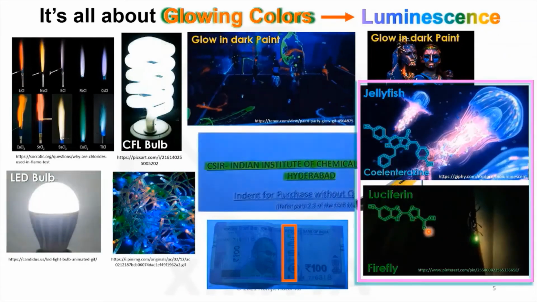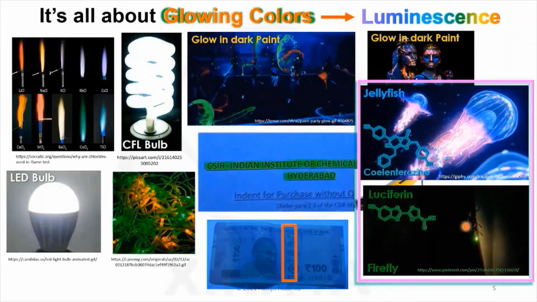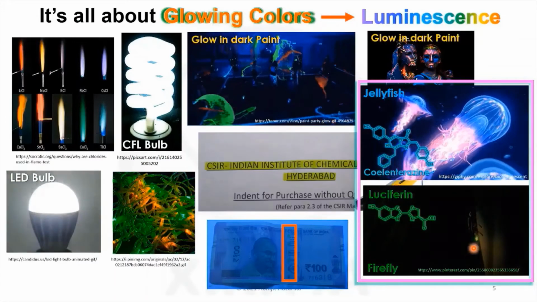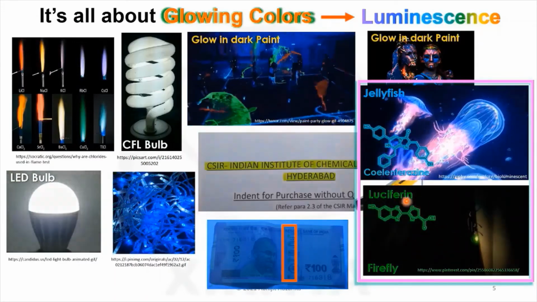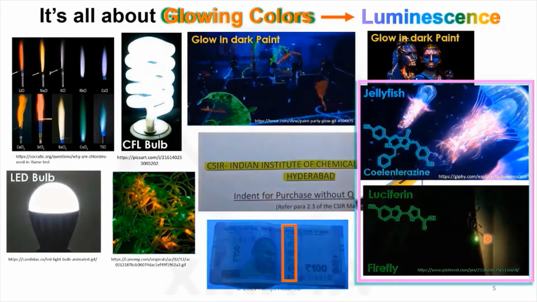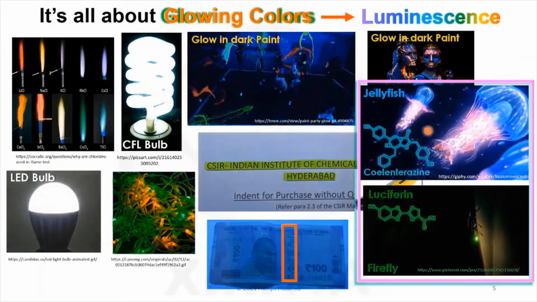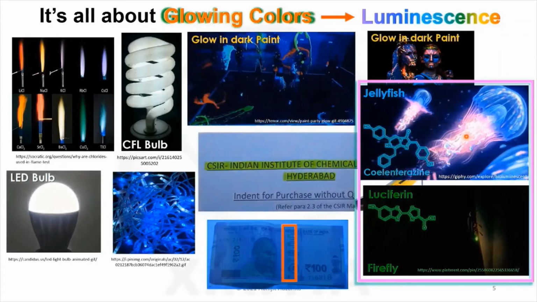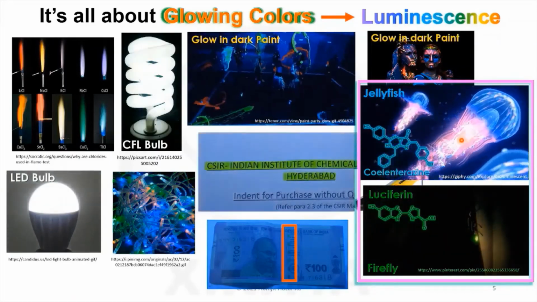And in biological systems, the firefly glow is very familiar to us, right? So this green glow from the firefly is because of a chemical reaction, and this particular compound, luciferin, is responsible for this greenish glow. And in different marine species like jellyfish, you can see a similar kind of glow in the dark, which is again because of some chemical known as coelenterazine.